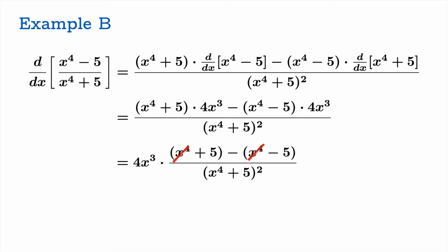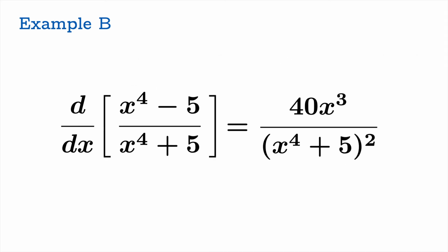x to the fourth minus x to the fourth, those terms cancel, and 5 minus negative 5 would be positive 10. And we can just put everything back in the numerator there. So 40x cubed over the quantity x to the fourth plus 5 squared. And there's our second example.